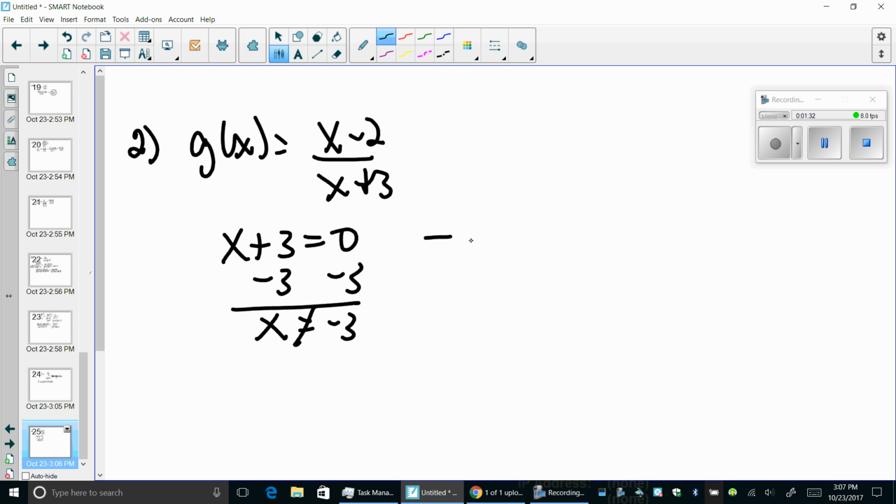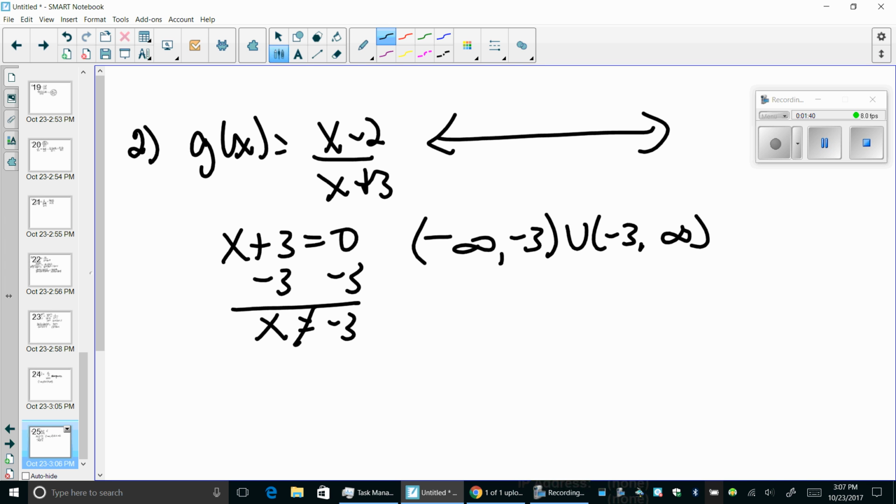And the way that I write that is I say it's from negative infinity to negative 3, and then from negative 3 to infinity. Because that, again, on a number line means that x can be everything here, can be everything here. It just can't be negative 3. So from negative infinity to negative 3, and then from negative 3 to infinity.